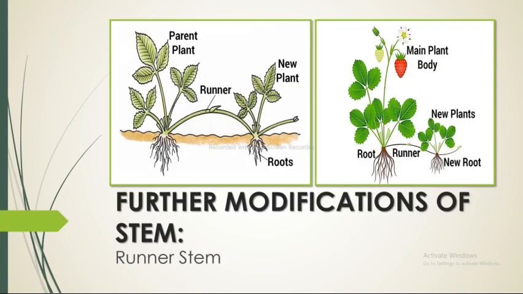Further modifications of stem. So this is the runner stem. In the first figure, you can see that this is the parent plant, and this is the runner. This is the new plant, and these are roots. In the second figure, you can see that this is the main plant body, this is the root, this is the runner, this is the new plant and new root, as shown in the figure.